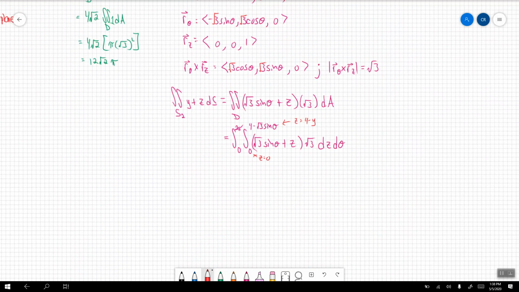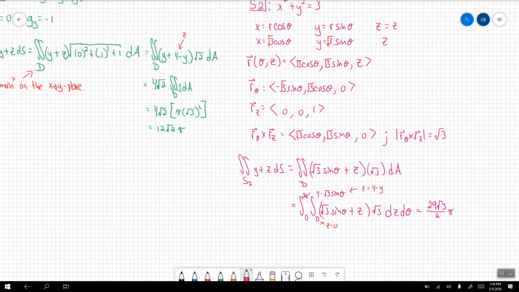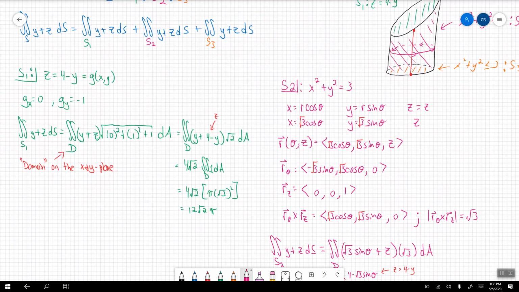So now that I have this double integral in terms of my parametrization, I can go through and solve this specific integral. I'm going to save you the trouble on this integral. If you want to keep going, put pause on the video because, hey, spoiler alert, this answer should be 29 root 3 divided by 2 pi. Nice. So we're able to get this second surface done for that integral.